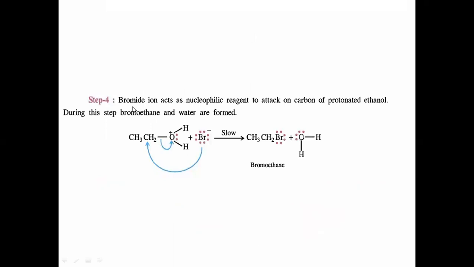Step 4 is what? Bromide ion acts as a nucleophilic reagent to attack the carbon of protonated ethanol. During this step, bromoethane and water are formed. So that is CH3CH2OH with the hydrogen added over here, plus bromine. With a slow reaction, see here, the bromine will attach over here and water is removed. So it forms bromoethane. So slowly it forms CH3CH2Br with 6 electrons over here.